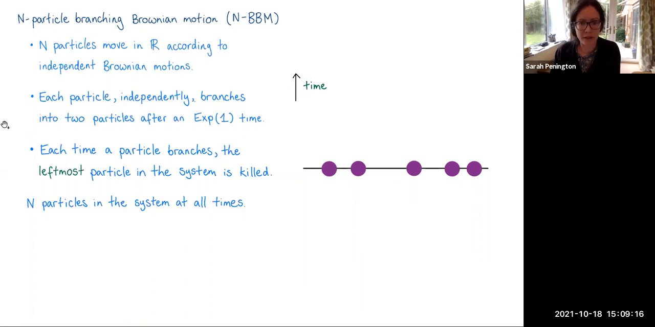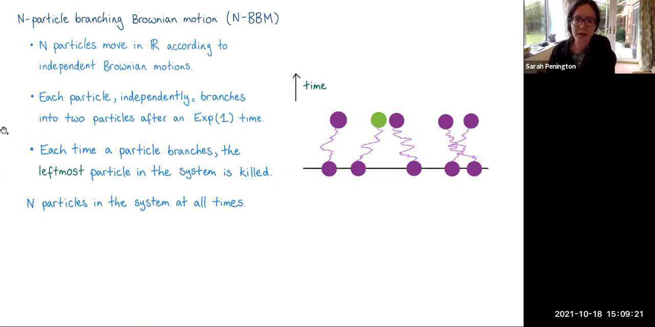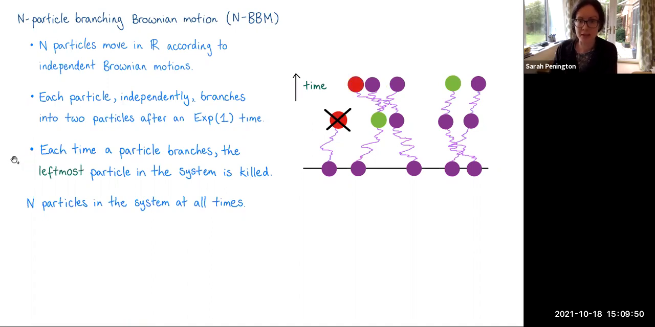So on the right, I'm showing you what this process might look like. First of all, our particles move according to their independent Brownian motions until one of them decides to branch. So here, this green particle decides to branch. Then we see which particle is the furthest left. That's the red one. That particle is killed, and the green particle branches into two, and all the other particles just continue. They all move according to Brownian motions until, again, one of them decides to branch. Again, we see which particle in the system is leftmost. That particle is killed, and the green particle branches into two, and the other particles continue.